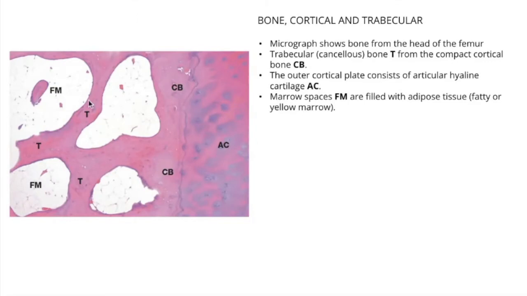So this is another example. T, trabecular bone, and FM is actually the marrow, the bone marrow space filled with the adipose tissue, and AC is the cartilage neighboring the trabecular bone and also the cortical of the bone. Okay, so there is a connection, different types of tissue that made the bone system.